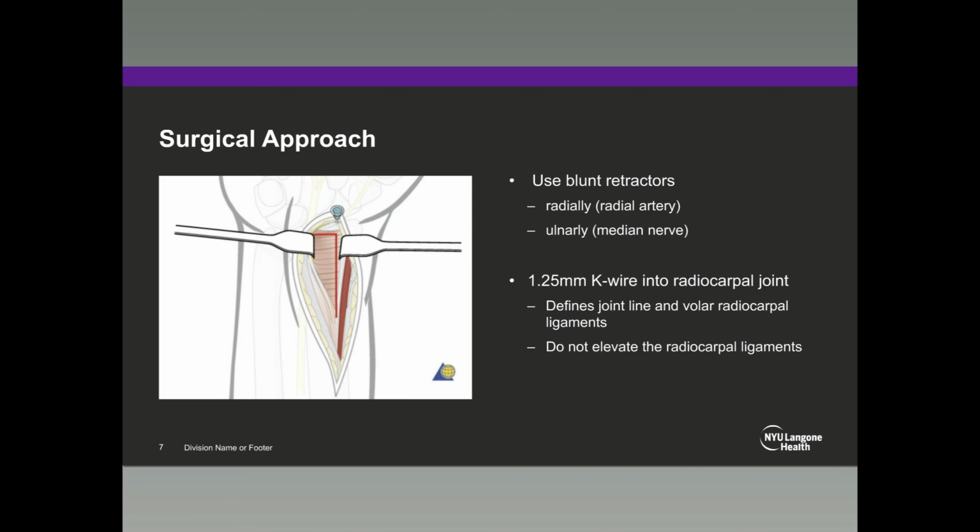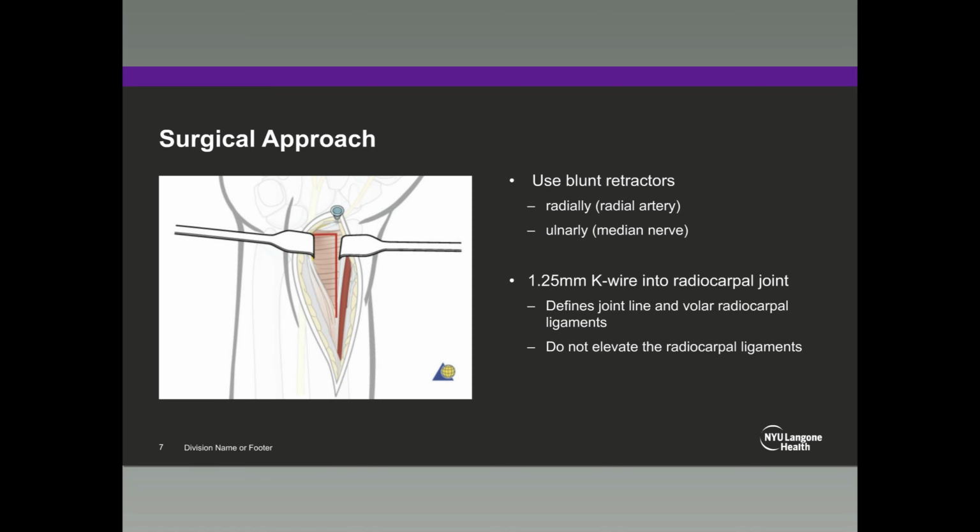Now, as we move along in our surgical approach, I am focusing on using blunt retractors. I prefer to use Army-Navy retractors or SEND-type retractors. Radially, I usually put another blunt retractor to retract the radial artery. And again, ulnarly, this is helping retract the median nerve and the FDS and FDP tendons.